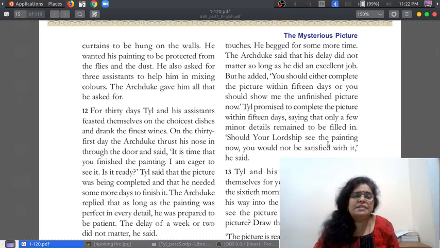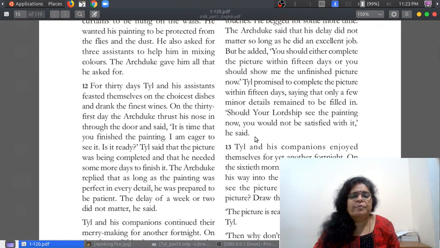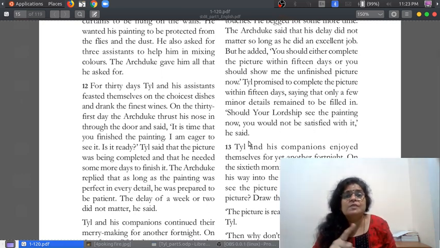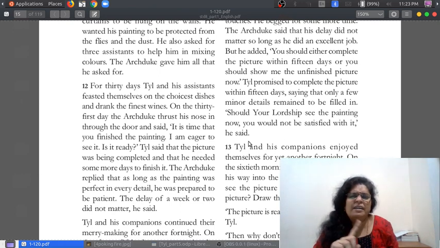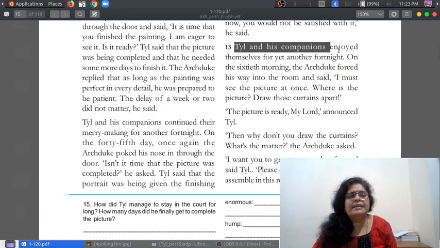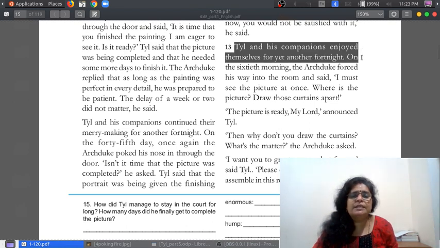Should your lordship see the painting now, you would not be satisfied with it, he said. If you see the picture now, you don't like it. It is not complete, so you don't like it. So I will finish the picture within 15 days and I will show you. That is satisfied. What do you mean satisfied? Okay. Till and his companions enjoyed themselves for yet another fortnight.